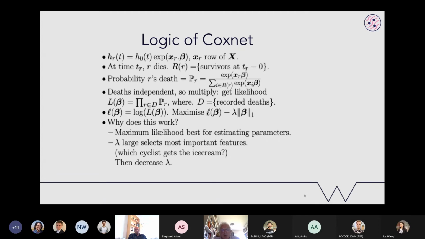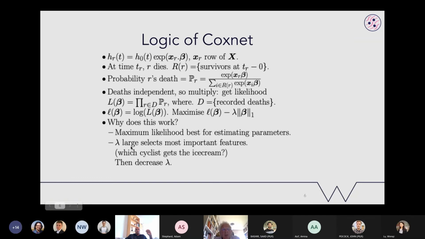And there are various methods of maximization, which I won't go into. There are things you could try, different methods of maximizing. But the question is, why does this work to give a good estimate of beta? First of all, the general principle is that if you frame the mathematical background correctly, you can prove that maximum likelihood is the best way of estimating parameters.